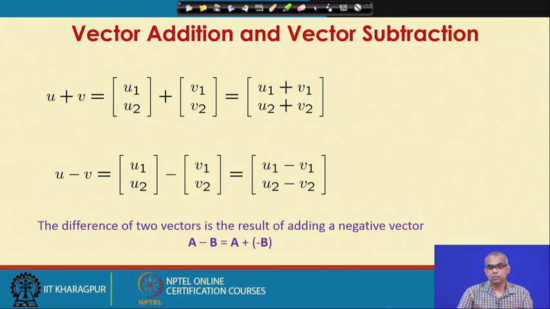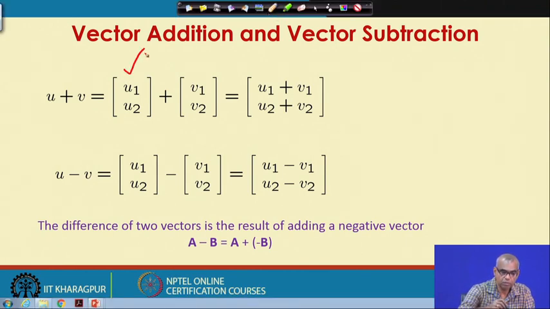Vector addition and vector subtraction. So, if you have a vector with elements u1 and u2, you have another vector with elements v1 and v2, the addition of vectors will be u1 plus v1 as first element and u2 plus v2 as second element. So, both the vectors have same number of elements, so you can perform vector addition.